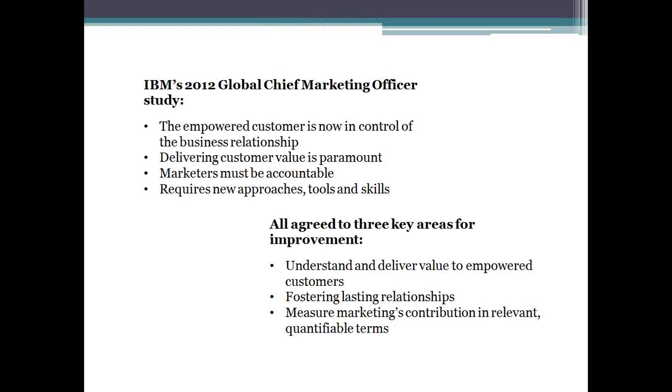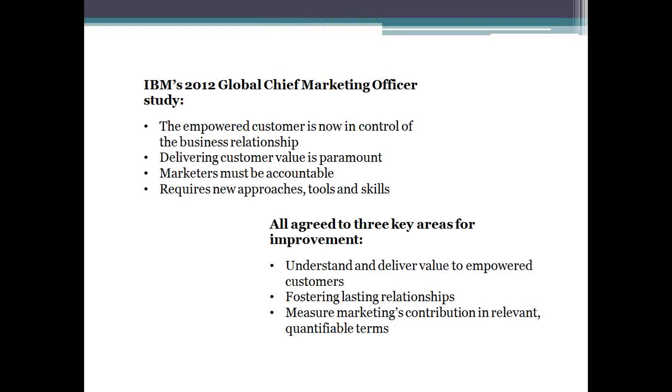As a matter of fact, I have not seen a marketing book, a marketing article, or a marketing summary that doesn't use the term value somewhere in its synopsis for us to read. Marketers must be held accountable. It's very easy nowadays to verify if the product or service is as it has been described. And in order to clarify value, in order to talk to the empowered customer, we have to look at new approaches and all the tools and skills that go along with that.